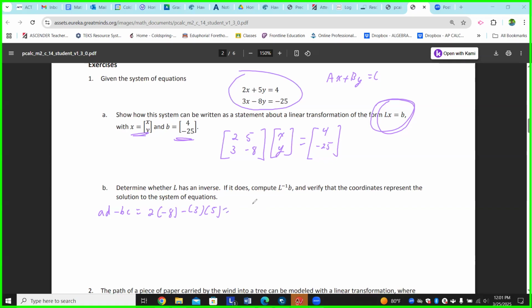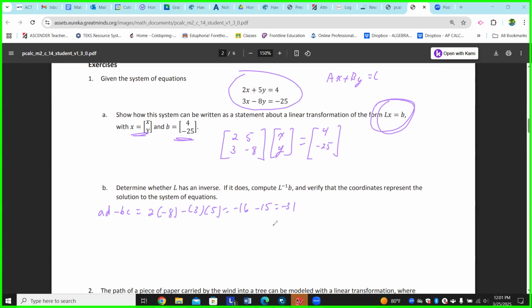What's negative or 2 times negative 8? Minus 3 times 5. Negative 16 minus 15. Perfect. If you struggle with the negatives, don't be afraid to type that part into the calculator to get the appropriate answer. So does this have an inverse? Yes. Be able to determine if something does or does not have an inverse.